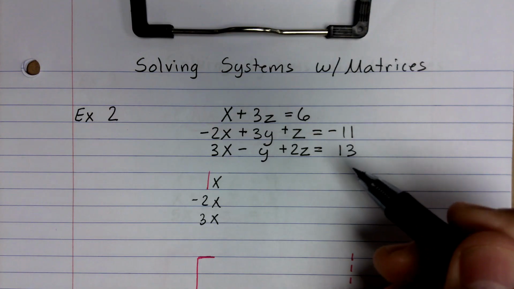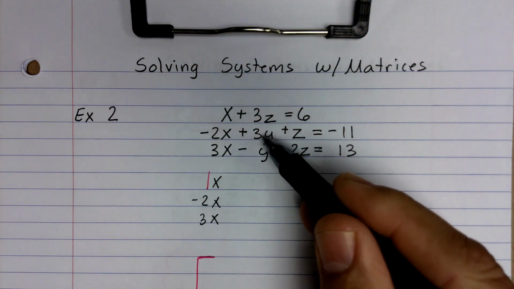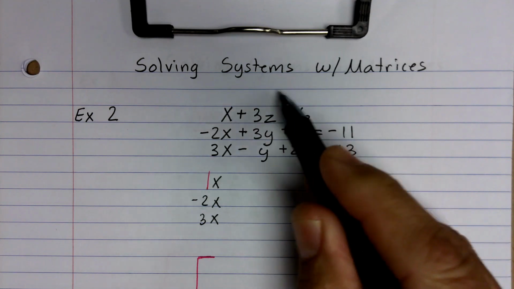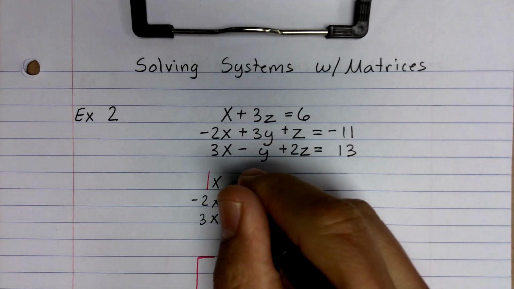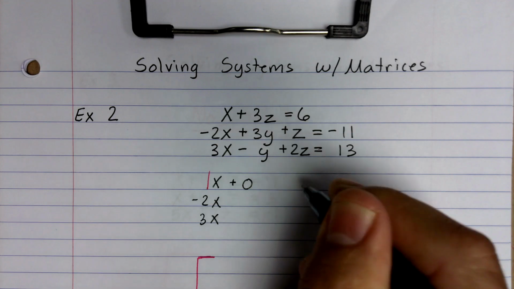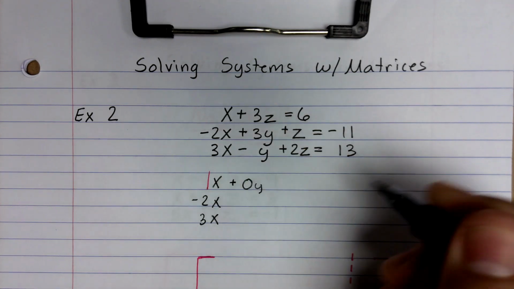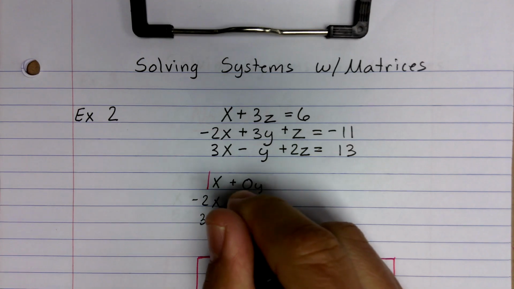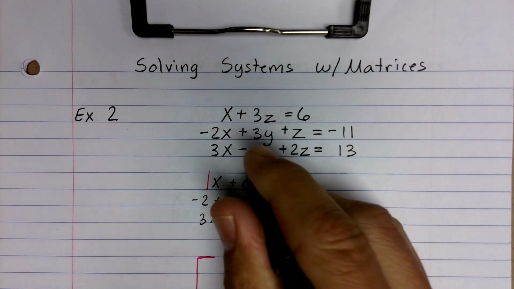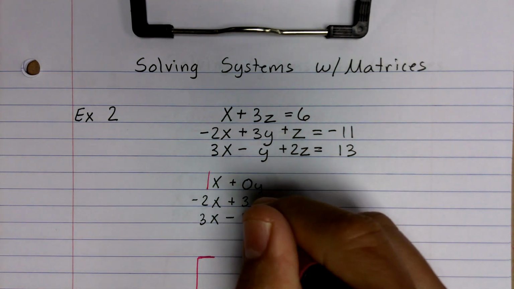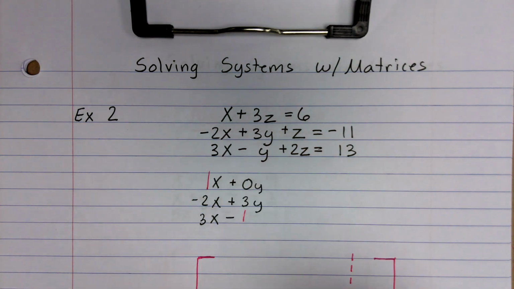Now I'm going to go to our y's. Notice that these next two have y's there. But the top equation does not have any y's. So on that one, I'm just going to put a placeholder and use a 0, just as I had stated earlier, in place of it. So I'm going to put 0y. On the second one, I have plus 3y. And then I have minus y. So I am going to put a 1 after that minus, just to remind myself that there is a 1 there.